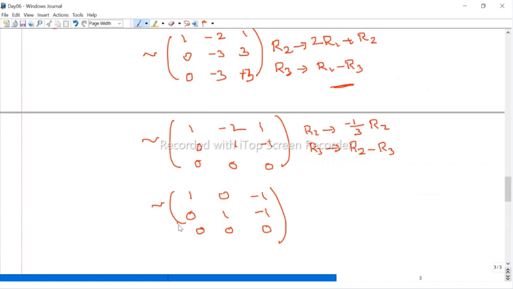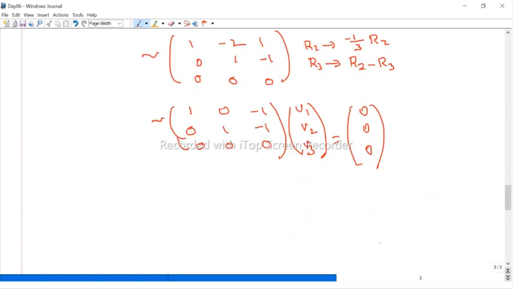Right? So this is the row reduced echelon form. Now we have to multiply this by the vector v1, v2, v3 equal to 0, 0, 0. Now simplify this, solve this equation. If you multiply this, what do you get? v1 minus v3, so v1 minus v3 equal to 0. If you multiply the second row, you get v2 minus v3 equal to 0.